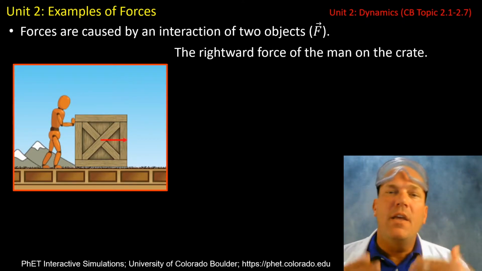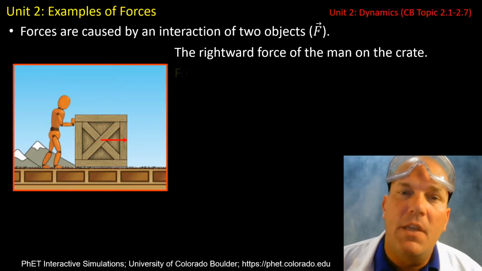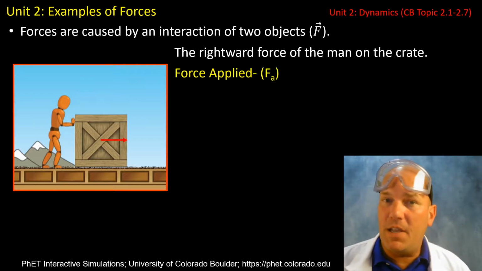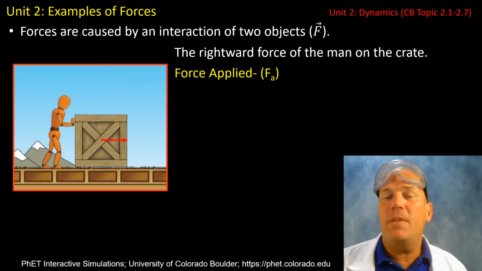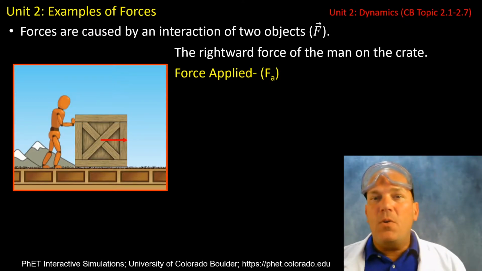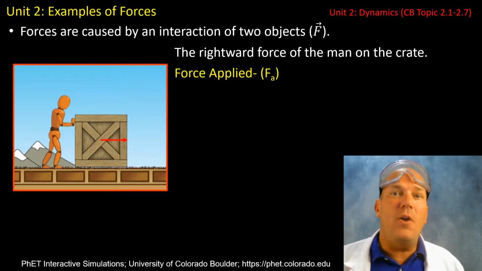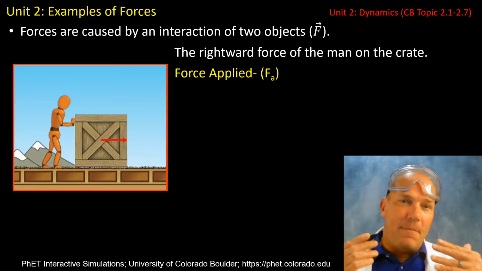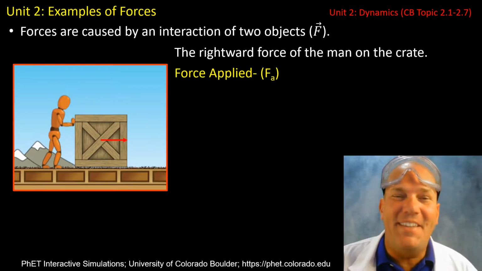So we had the rightward force of the man onto the crate. Well, this is called the force applied. It's a contact force, and it is typically denoted with a capital F for force and an A. Notice sometimes I will get lazy in class and I will not denote a vector quantity with the arrow over the top. That's okay. Just please know that it is a vector quantity.